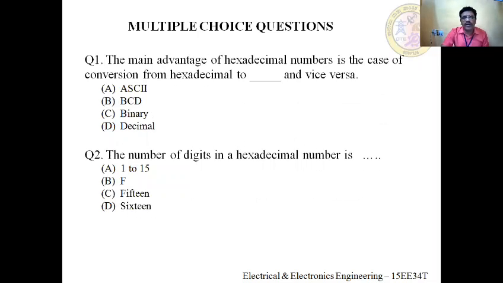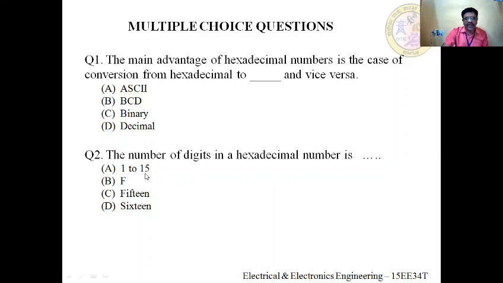So let us go to the multiple choice questions. So this is a question number. Let us see 1 or 2 examples of multiple choice questions. Question number 2: the number of digits in hexadecimal number is, how many digits are there in hexadecimal numbers?